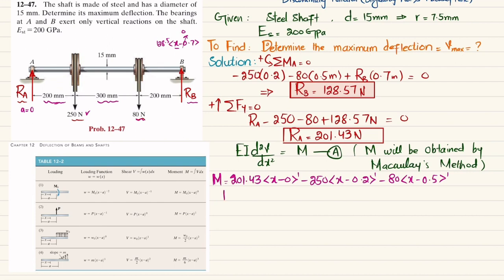Now we will simplify it. This moment will be equal to 201.43 x minus 250 into x minus 0.2 minus 80 into x minus 0.5. So what we will do is put the value of M in equation A.